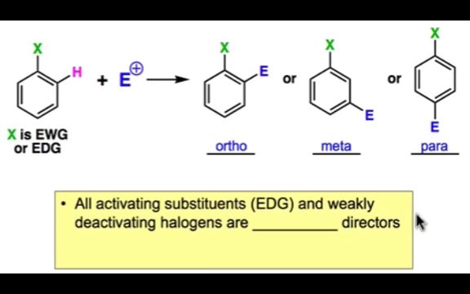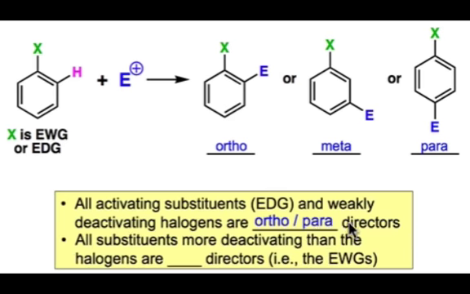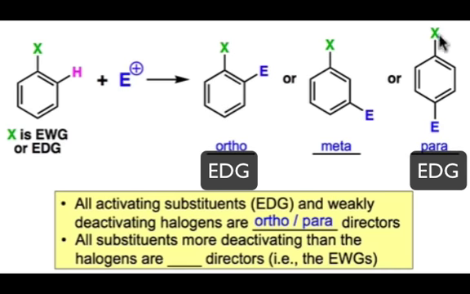All activating substituents, the electron donating substituents, and the weakly deactivating halogens are known as ortho-para directors. That is, if X is an electron donating substituent or a halogen, the resulting substitution takes place in the ortho position next to the substituent or in the para position opposite of the substituent. In contrast, electron withdrawing substituents, anything that's more deactivating than a halogen, is a meta director. The reason for these preferences can be explained by considering the molecular orbital diagrams or by looking at the resonance contributors, as we did in the previous slide.